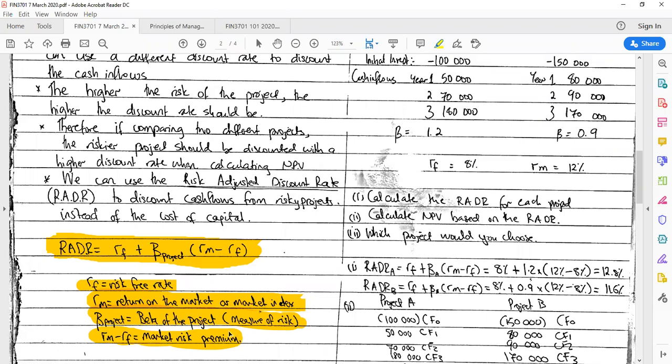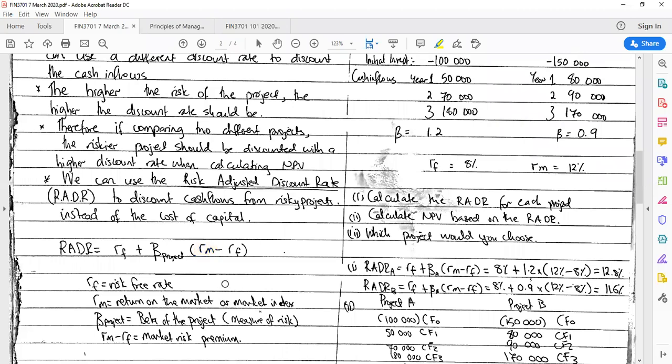So in a question, if they say the market risk premium, it means they've already subtracted RM minus RF for you. But if they say return on the market, it means that they've only given you RM. They've only given you RM, okay?